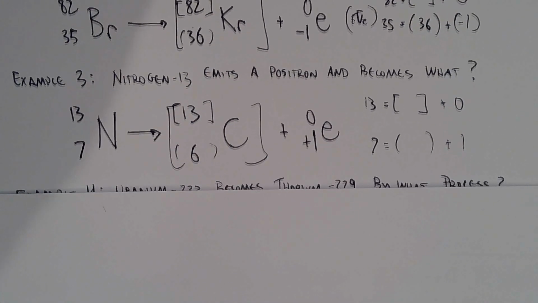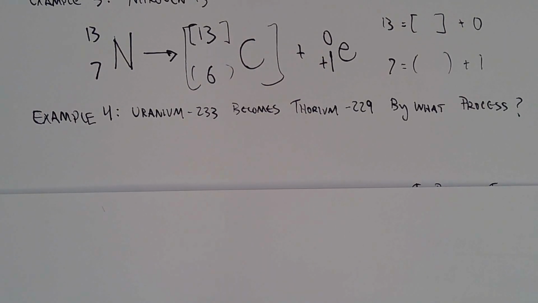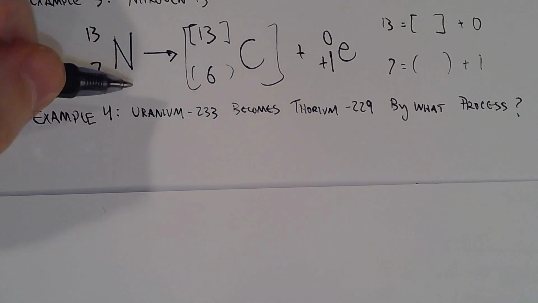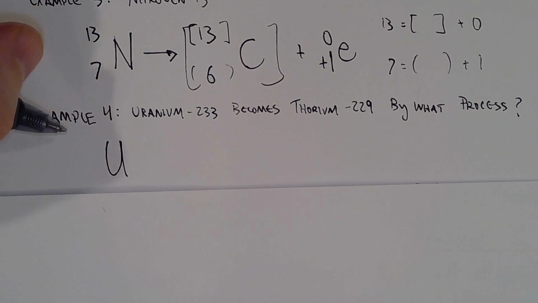Okay, those are the basics. Let's fancy it up a little bit. So we got uranium-233 becomes thorium-229 by what process? So uranium-233, uranium is capital U, and 233.